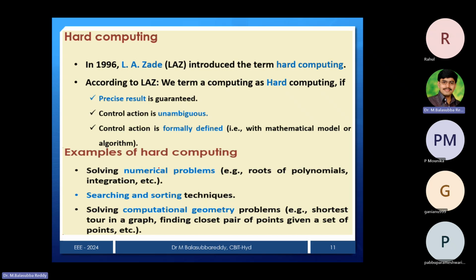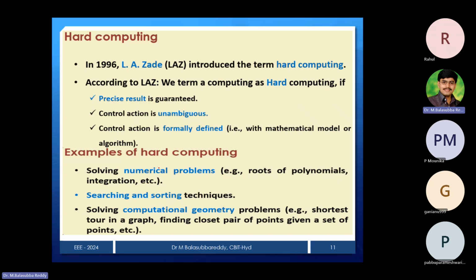Anyhow, that will come. At the moment, hard computing means results are guaranteed, control action is unambiguous, and control action is formally defined, that is, with a mathematical model or algorithm. We need to apply an algorithm, even conventional methods also. A lot of algorithms are there, and you can use them to solve the problem. Examples are numerical problems, roots of polynomials, and integration. These are all examples of hard computing.